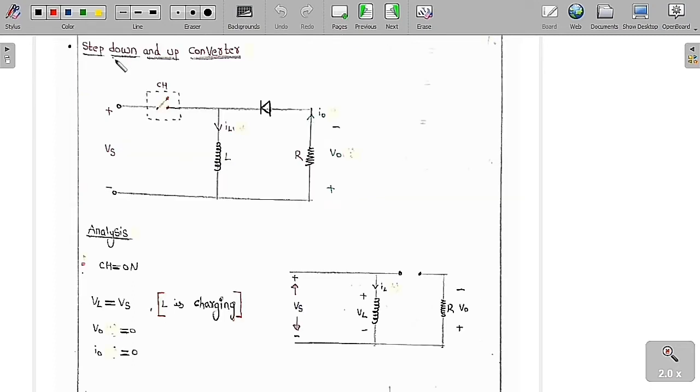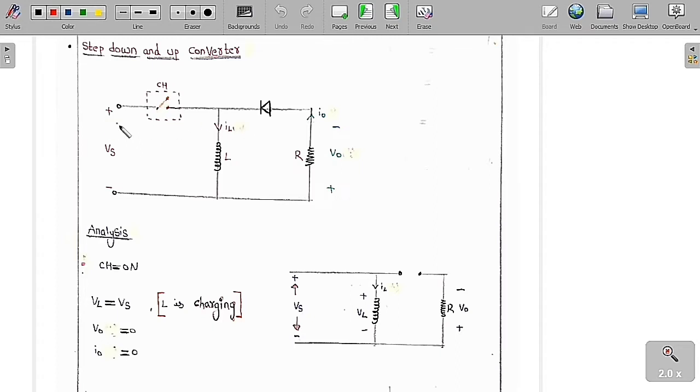Now we are going to discuss the step down and step up chopper, or you can say step down and up converter. It's a combination of both the step down and the step up converter. So this is basically the circuit diagram of the step down and step up converter. This is the switch or the chopper, here is the inductor L, and this is the diode.